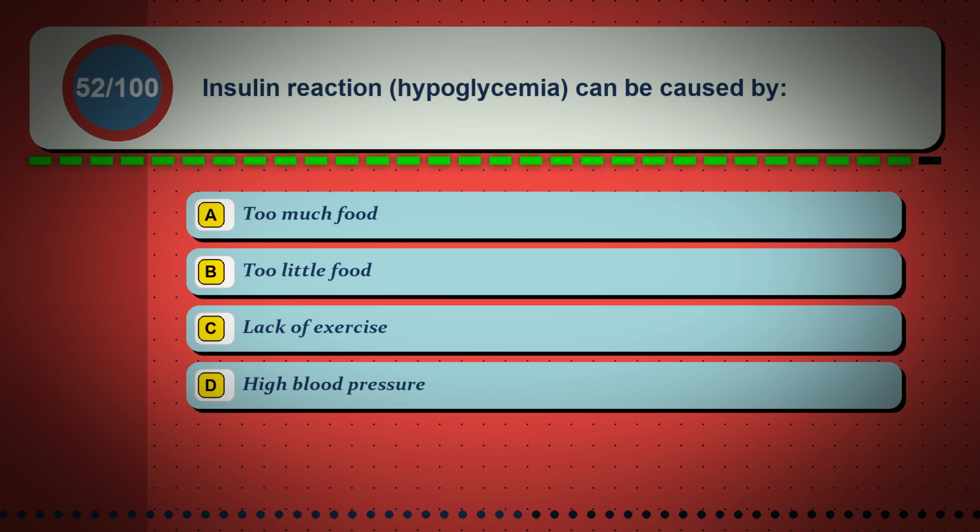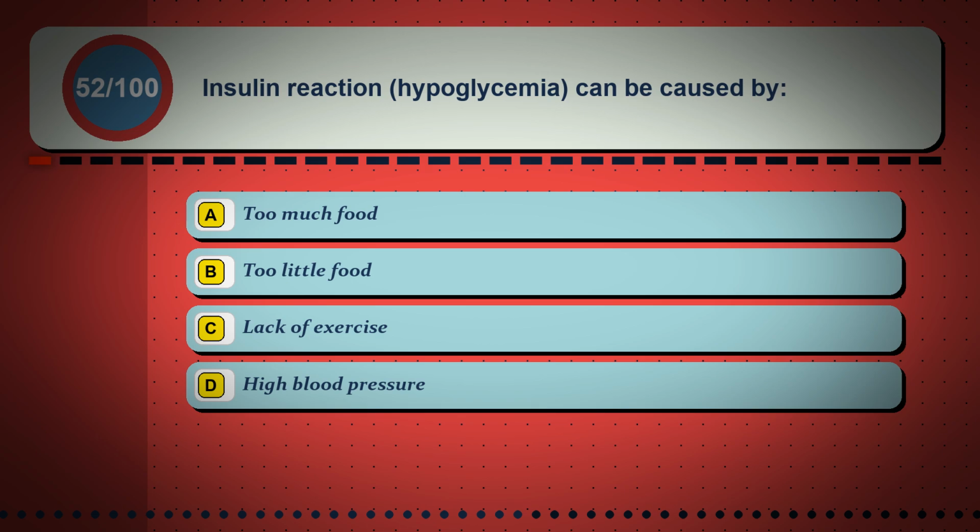Question 52. Insulin reaction, hypoglycemia, can be caused by: Option A, too much food. Option B, too little food. Option C, lack of exercise. Option D, high blood pressure.